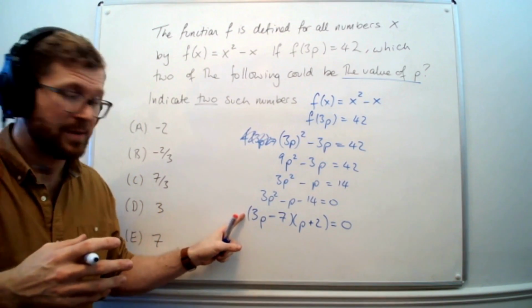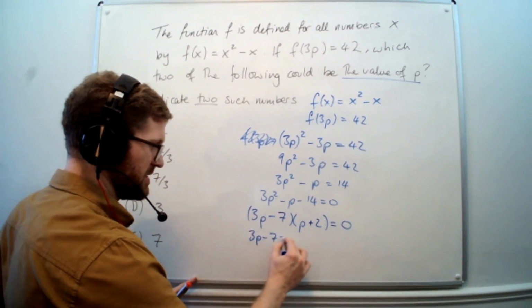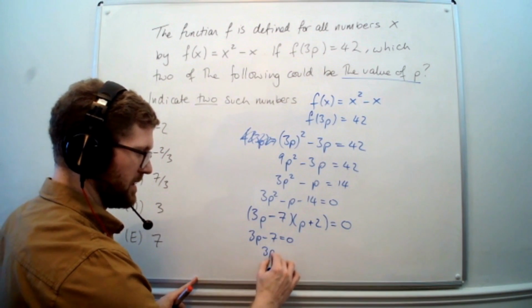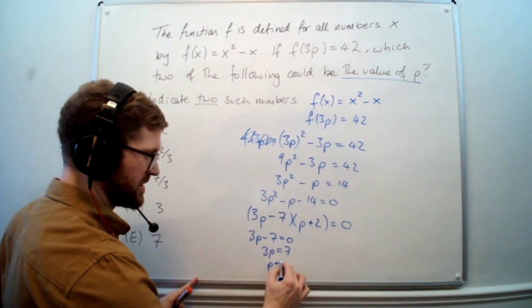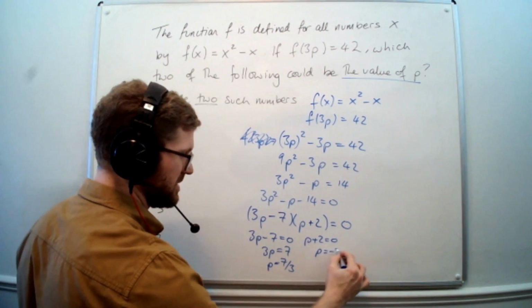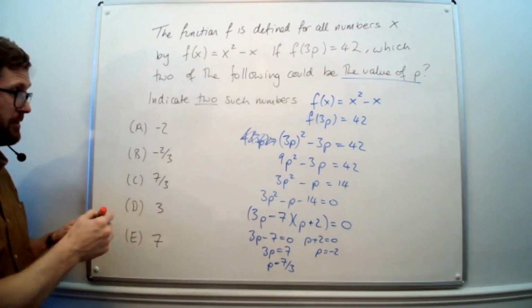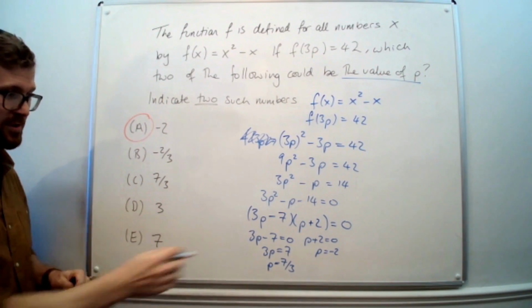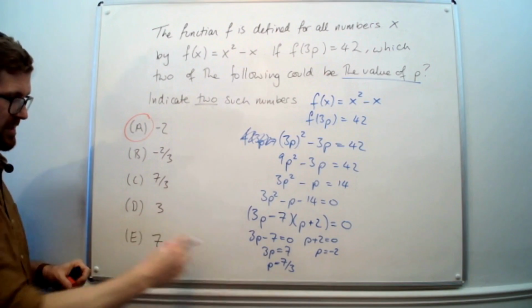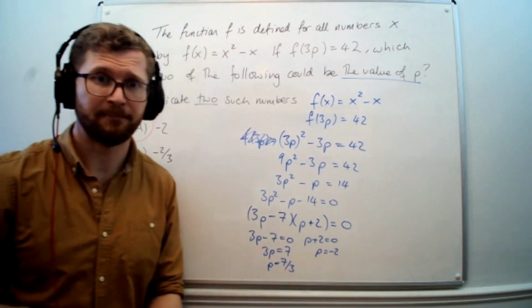Okay, last step here. I need to get to the answers. What happens if I make each of these brackets equal to 0? I can find a value for p, in which case one of them is going to be 7/3, and the other one's going to be -2. So looking through my answer choices for something that equals -2, A is going to be one of my answers. I need to indicate two such numbers. The other one's going to be 7/3. And so my answer to this question is going to be A and C.